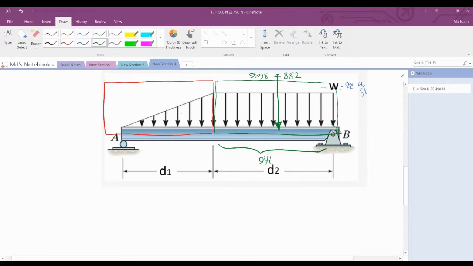Similarly, for this triangular portion, the equivalent concentrated load will be 1/2 times base, which is given as 10 feet, times the height, which is again 98. So that is equal to 490 pound.